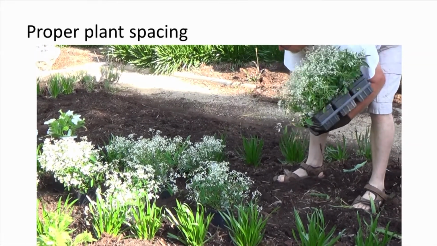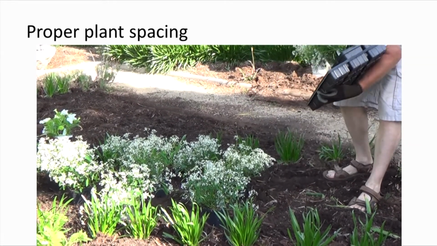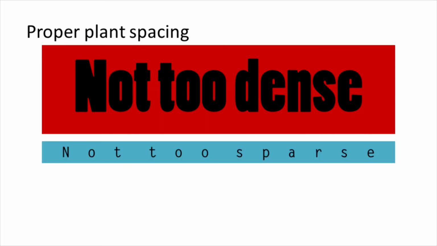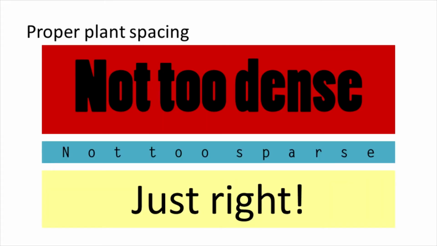In some instances, planting things closer than recommended can help minimize weeds in your landscape. However, there is a flip side to this. Planting too densely or too close together can lead to disease problems due to too little airflow and increased humidity. So remember, not too dense, not too sparse. You want them to be just right.